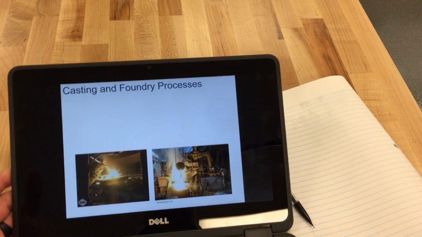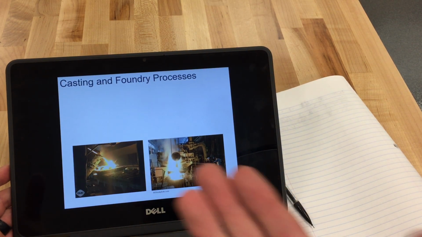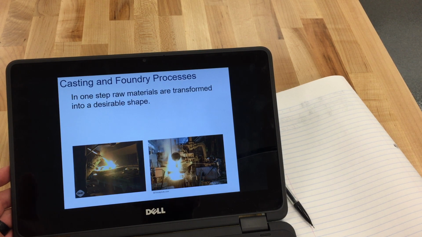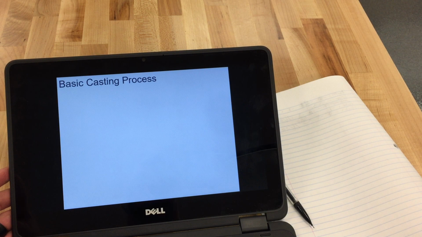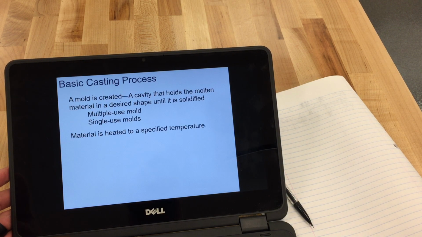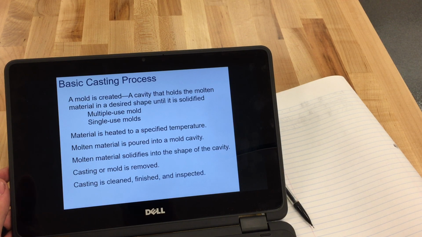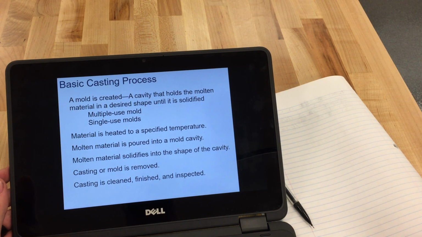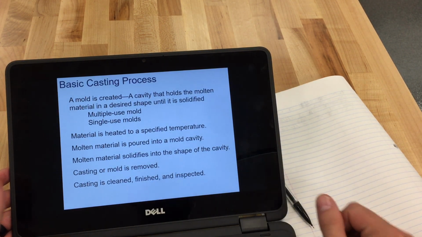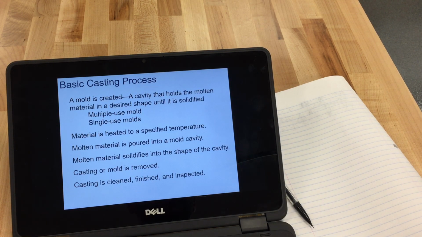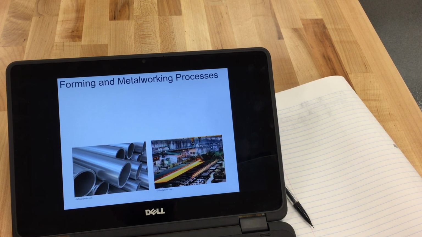All right, so casting and foundry processes, once again, molten material poured into molds, and then transformed into its desirable shape through that mold. We talked about multiple use molds and single use. The material is heated to a specified temperature. The material is then poured into the mold. Once it solidifies, the mold is removed and the casting is cleaned, finished, and inspected.